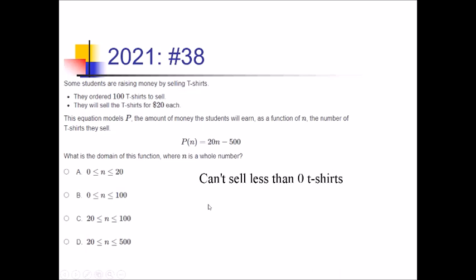Now, for the max number that we can sell, we can't sell more t-shirts than we've ordered, right? Unless we're making them ourselves. So since we ordered 100 t-shirts, that's the most that we can possibly sell. Can't sell more than that. So we would then say that our domain is going to be between 0 and 100. N is going to be between 0 and 100, so choice B is where it's at.